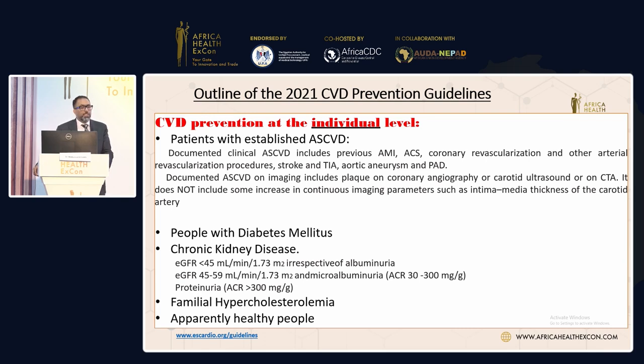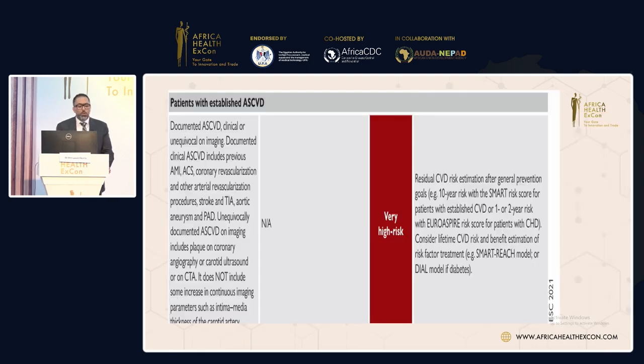Second group, diabetes mellitus. Third, CKD. And fourth is familial hypercholesterolemia. And finally, the person who does not have any of the above, we consider apparently healthy. Not really healthy, but apparently healthy. When we talk first about accelerated vascular disease, all of this group are very high risk.